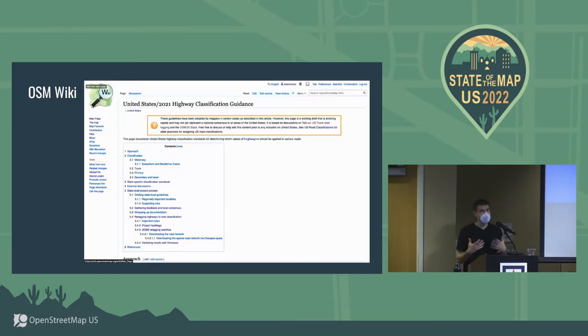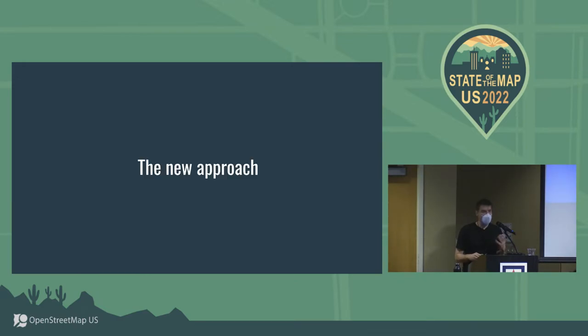And as we've figured this out, we've documented our process in the OpenStreetMap wiki. There's the 2021 Highway Classification Guidance wiki page, which has the full overview and everything you need to know, as well as links back into our Slack discussions and mailing list discussions. So what is the new approach?